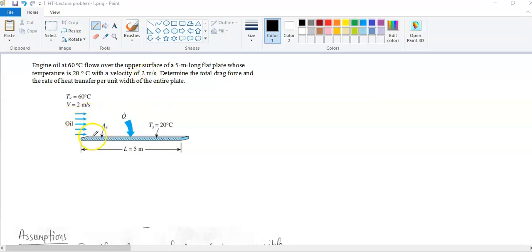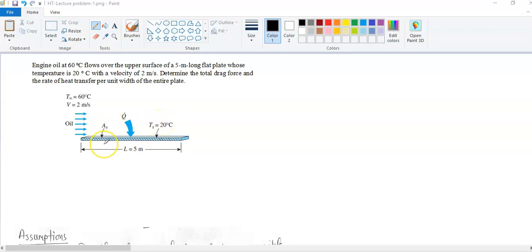If you look at this picture, it will tell you the whole story, actually what is happening here. So this is the free stream velocity, 2 meters per second, and the atmospheric temperature is 60 degrees centigrade, T infinity. This is the leading edge of the plate, and this is the trailing edge of the plate. So we know the surface temperature, Ts.